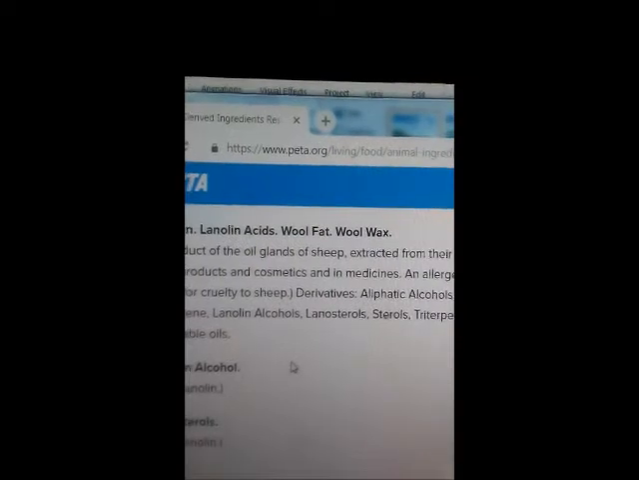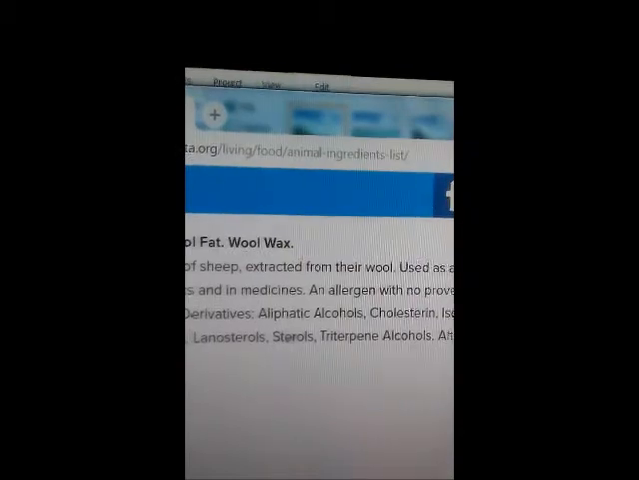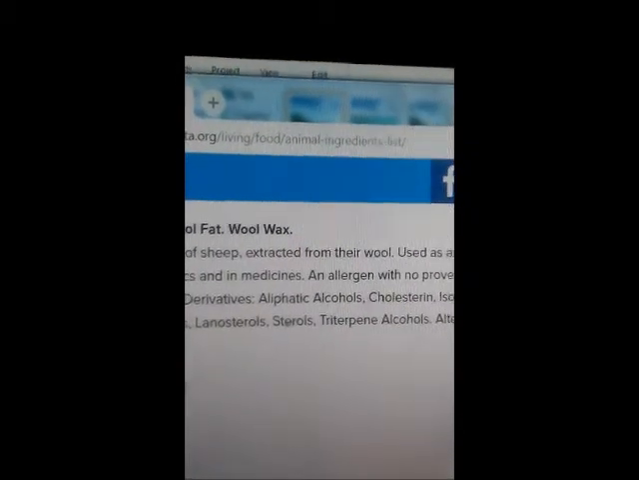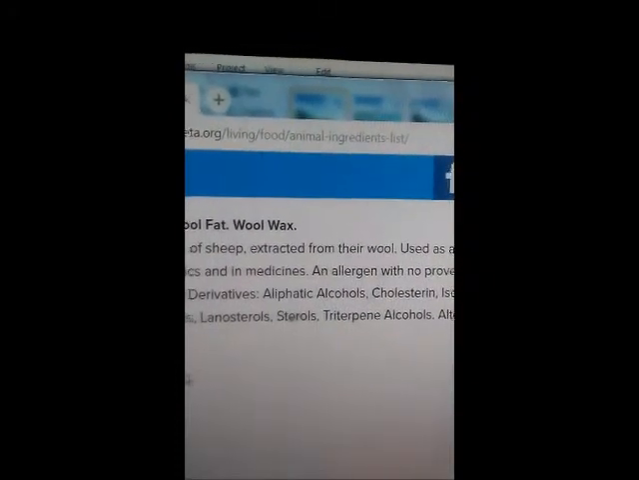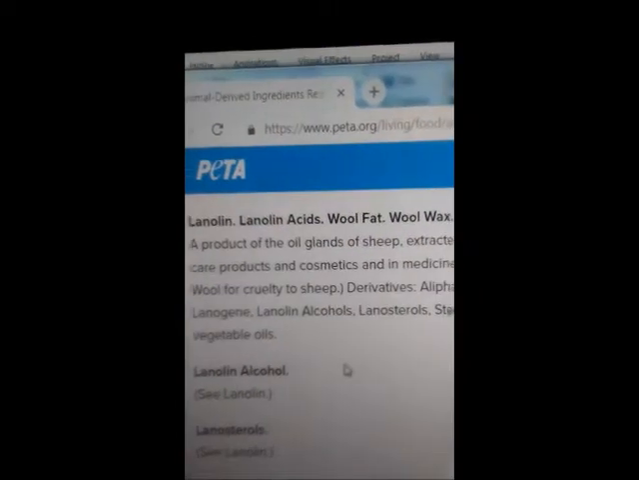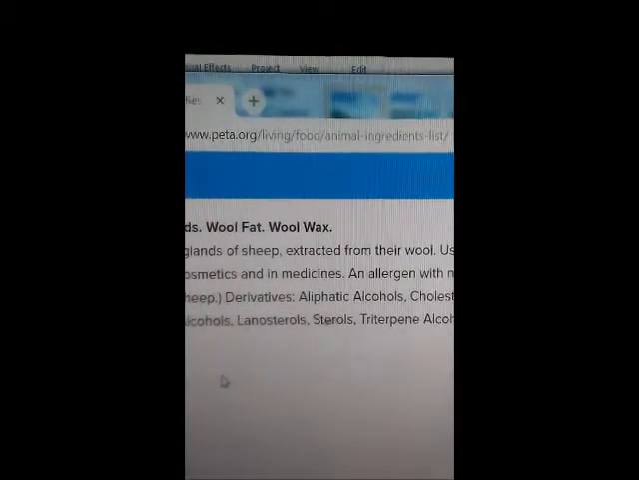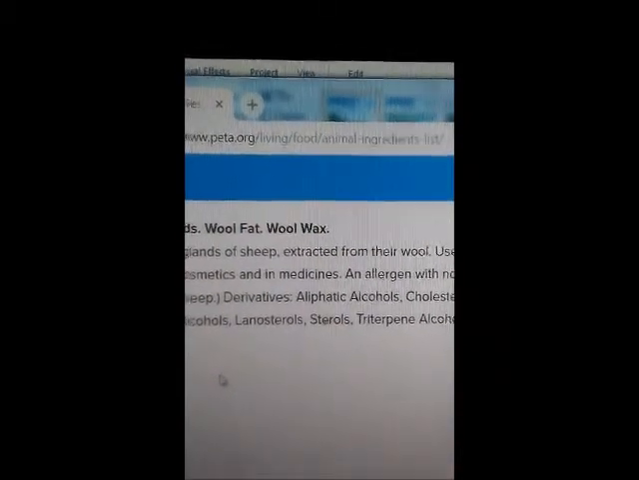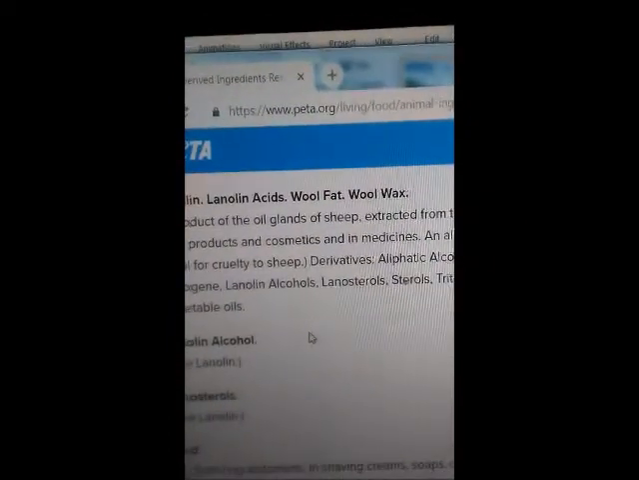So, the derivatives are aliphatic alcohols, cholesterol, isopropyl lanolate, lanogen, lanolin alcohols, lanosterols, triterpene or whatever alcohols. And there's the alternatives. The alternatives is plant and vegetable oils. That's your alternative for that.